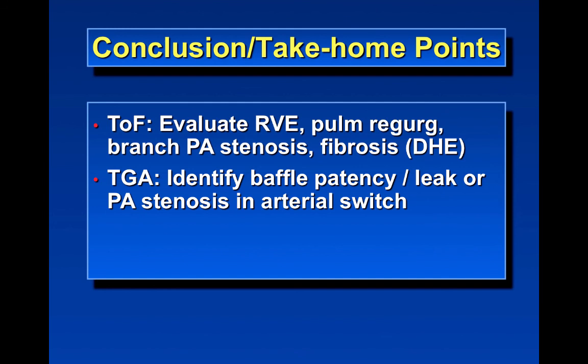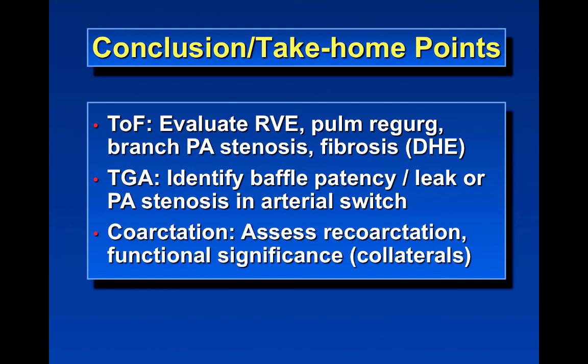Or in patients who have had the arterial switch Jatene procedure, we want to determine whether there's a pulmonary artery stenosis. And in coarctation of the aorta, we assess recoarctation, which occurs relatively commonly after repair. We also want to measure the functional significance by quantifying the collateral circulation, and in some cases we do pressure gradient measurements as well. So thank you for your attention.